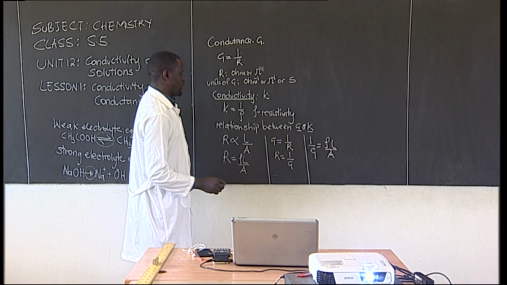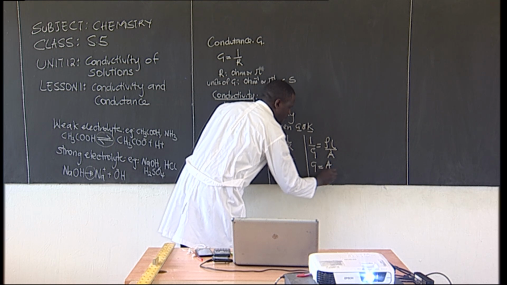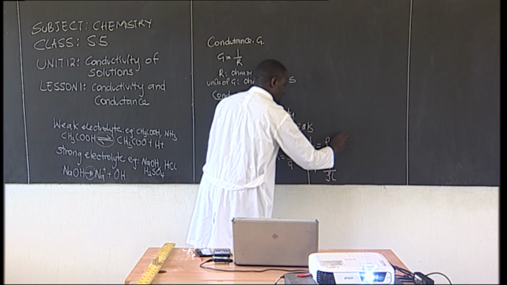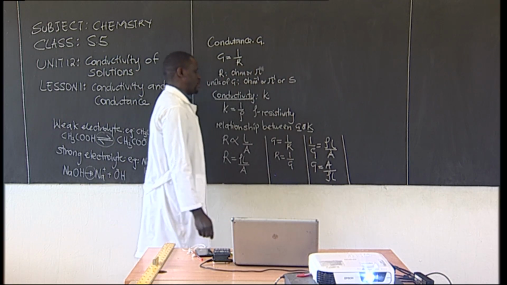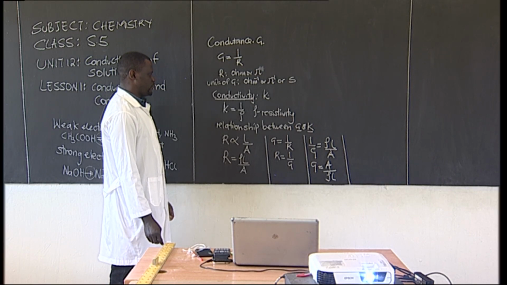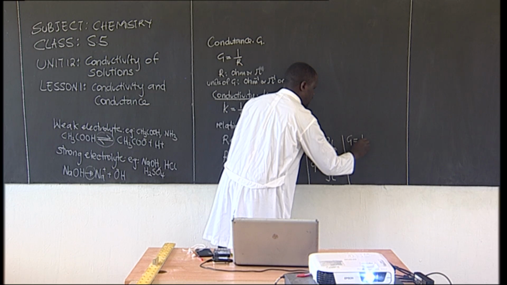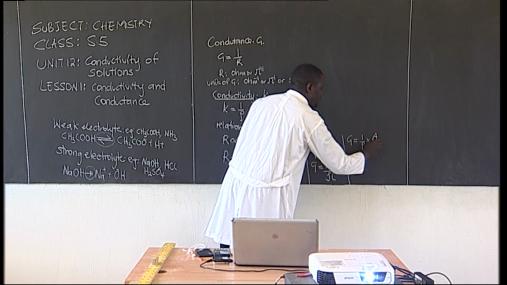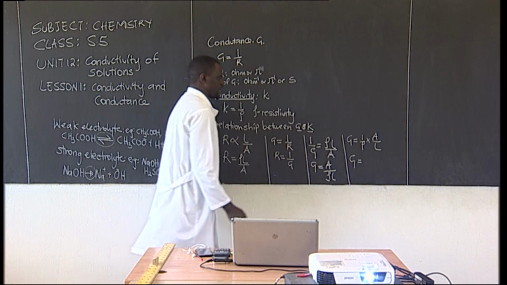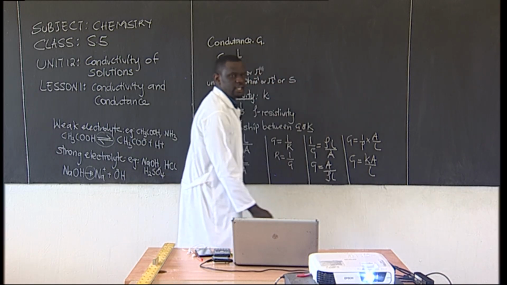So we can cross multiply and we say that G is actually equal to A over resistivity times the distance between the electrodes. We can write it like this: 1 over resistivity, times A over L. So our G will equal K A over L.